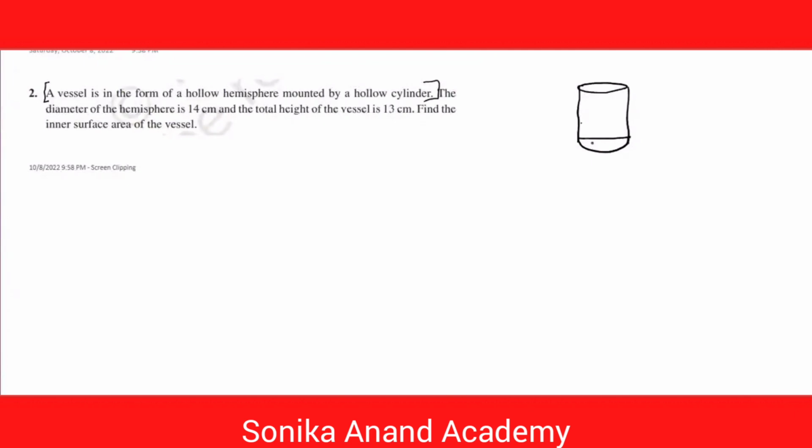Clear? So this portion, I will assume that this is our hemisphere and this portion let it be cylinder. Now the diameter of the hemisphere is 14 centimeter. So now this line is the diameter. So I will mark over here that is 14 centimeter. Now total height of the vessel is 13.